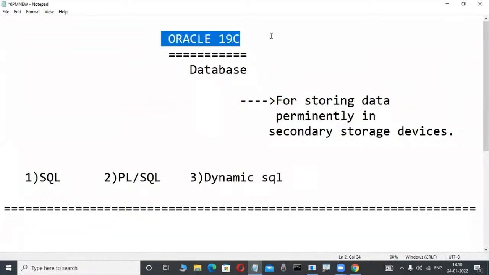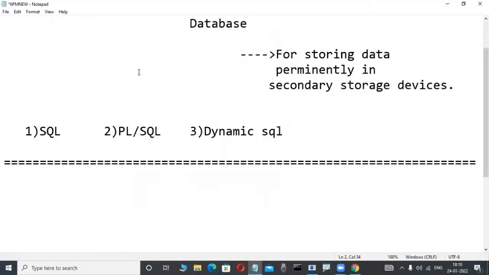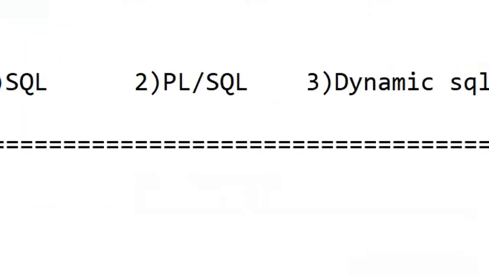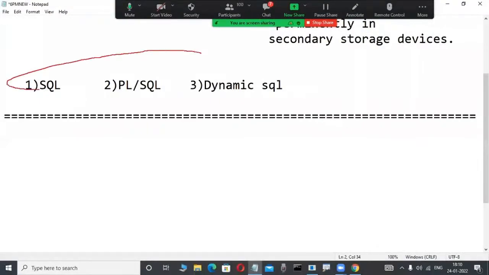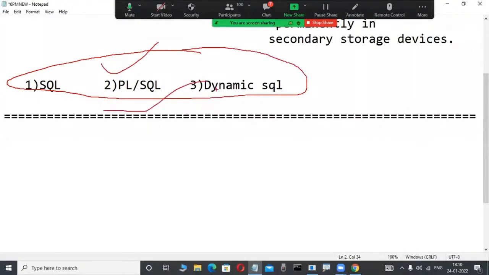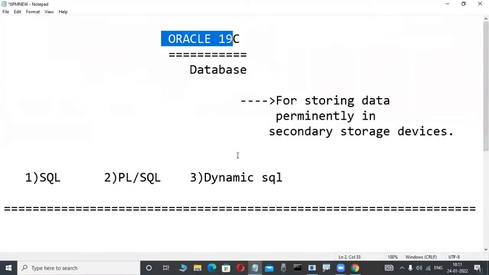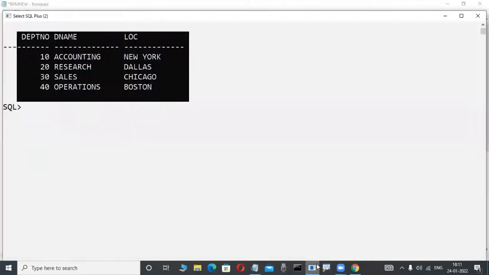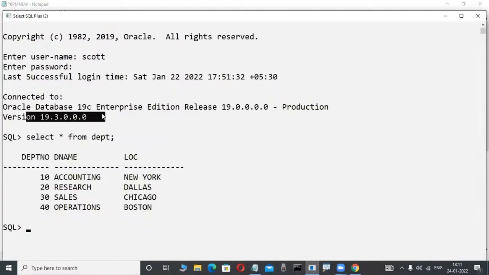Anybody learning an Oracle course anywhere worldwide, not from me only, in that course they are telling about these three languages. What is SQL language? What is PLSQL language? What is dynamic SQL? Big concepts only. Through these languages we are operating these types of products, Oracle products, okay, in your company.